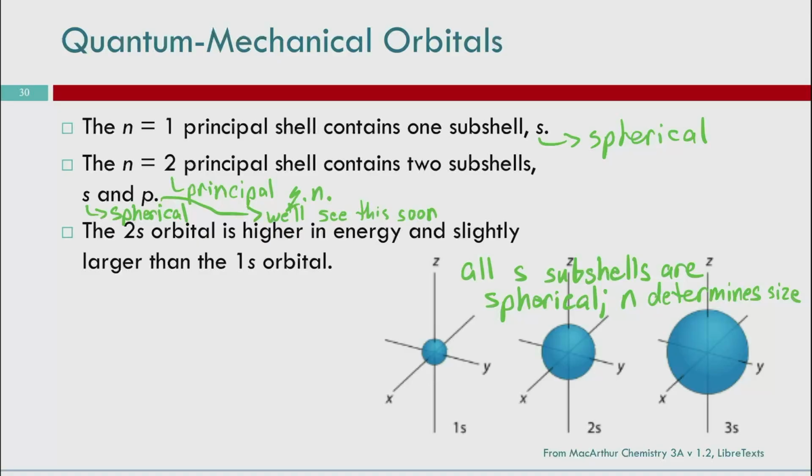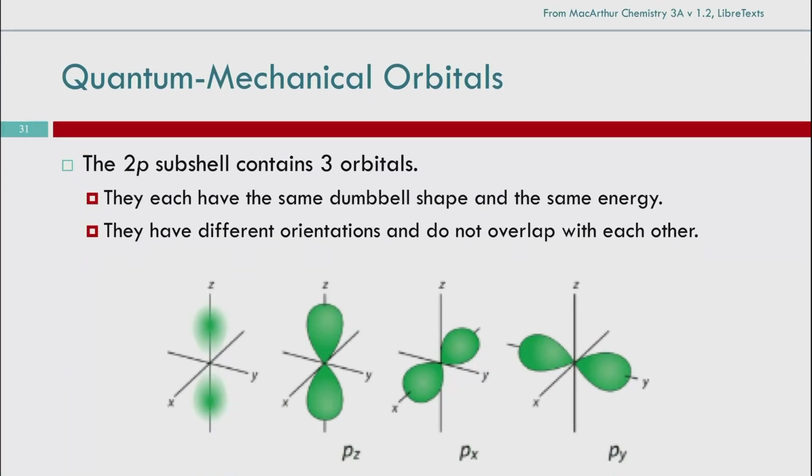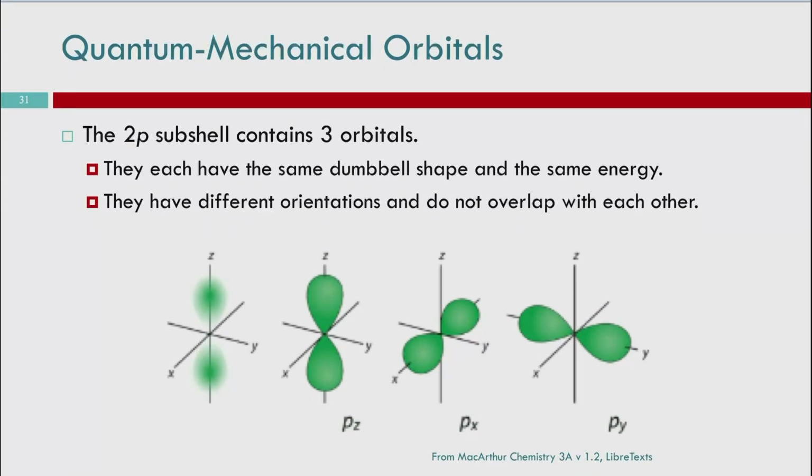Do we have any questions so far? Yes? So the ground state, would it always be 1s? For hydrogen, our ground state is always going to be one electron in the 1s. We'll learn about ground states for some of our other elements once we get through orbitals. All right, so our 2p subshell, which also shows up in our n equals 2.